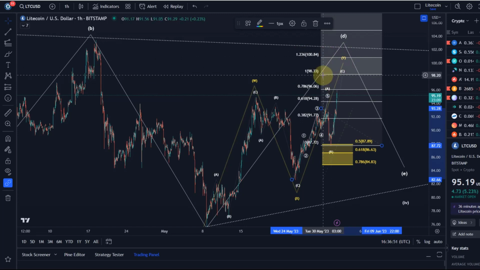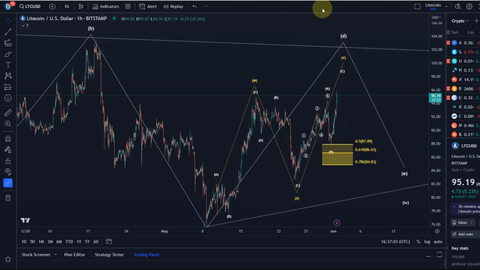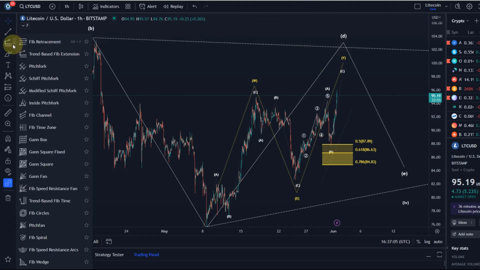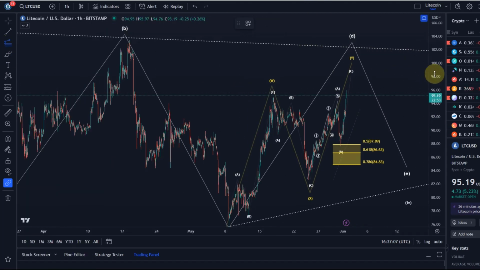Along the way, we've got here 98.33. That is the 1-to-1 ratio, the 100% extension, a very common target for a C wave. Above that, we've got the 1.236 extension at $100.84. So somewhere there, round about the $100 mark, could be a target.